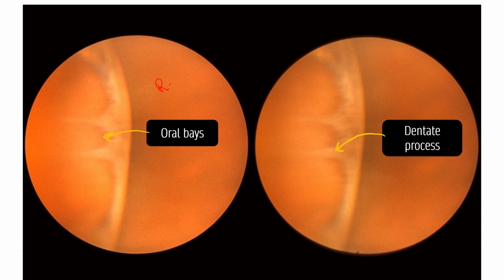So this is your retina and this part will be your pars plana. Again you can see that the ora serrata region of the retina is projecting these tooth-like processes which are known as the dentate processes. And in between the dentate processes, the part of the pars plana is known as the oral bay.